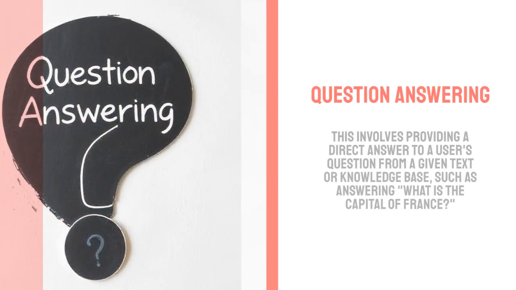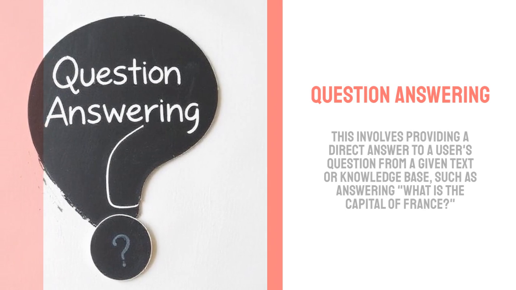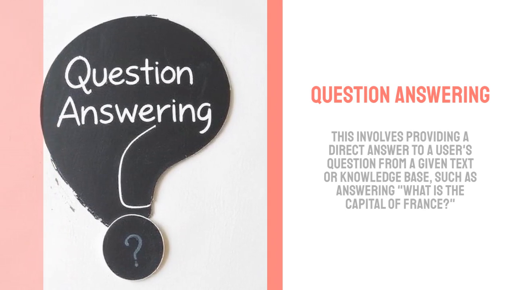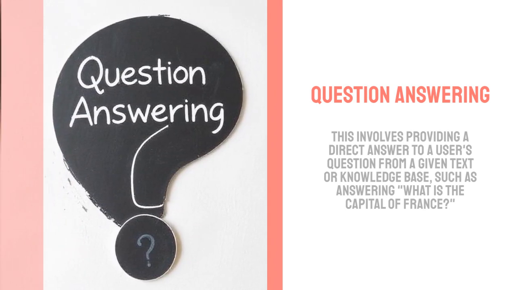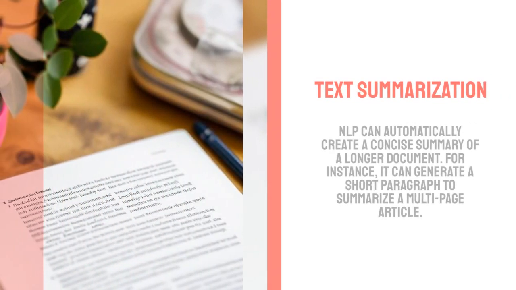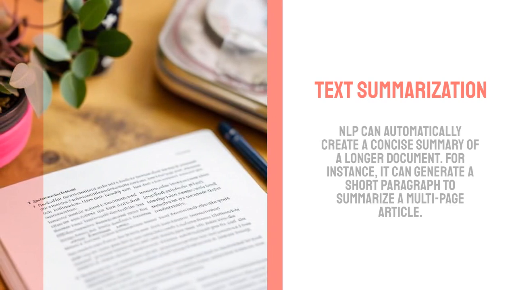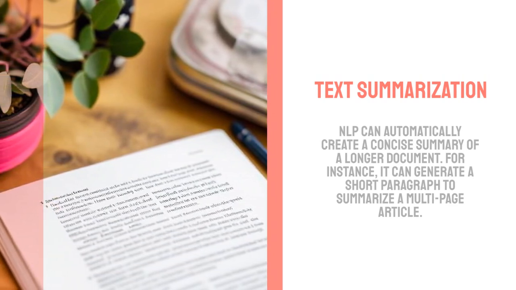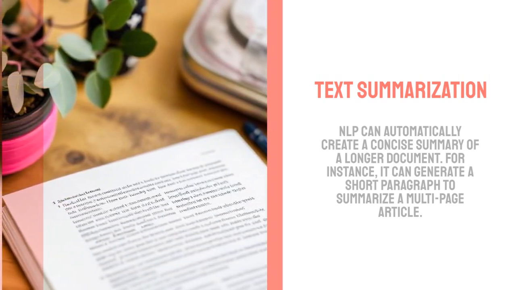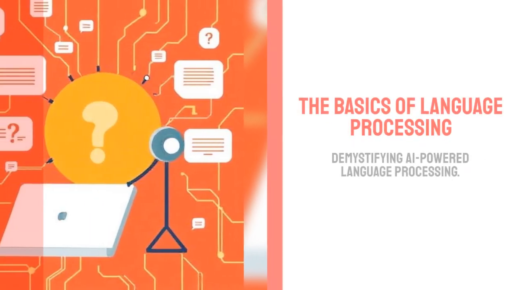Question answering. This involves providing a direct answer to a user's question from a given text or knowledge base, such as answering, "What is the capital of France?" Text summarization. NLP can automatically create a concise summary of a longer document. For instance, it can generate a short paragraph to summarize a multi-page article. Let's explore how this works.